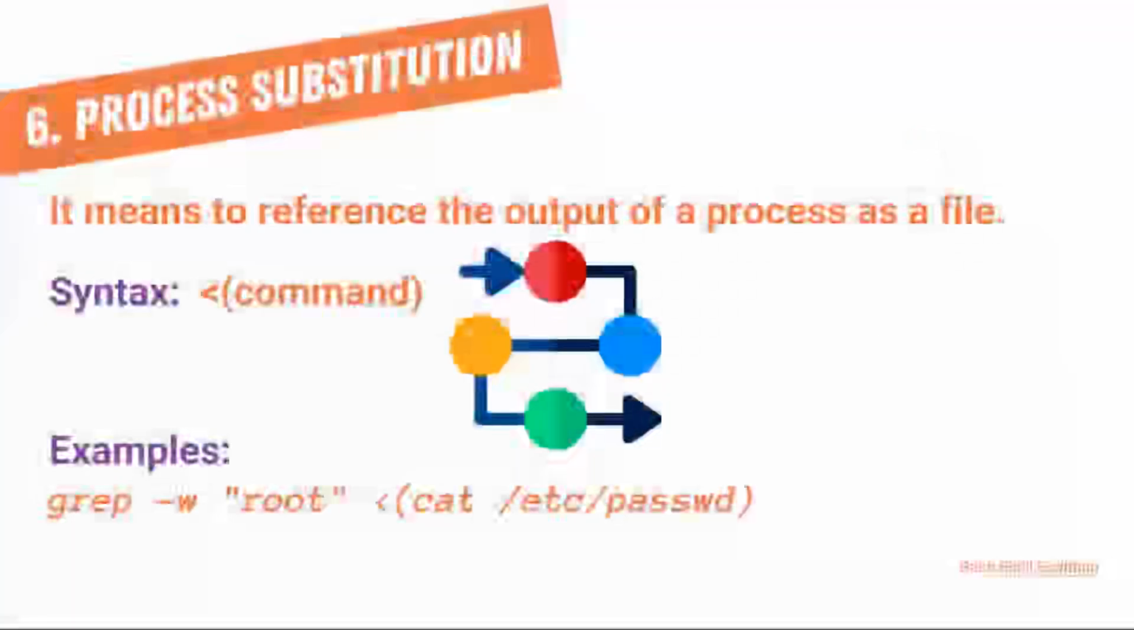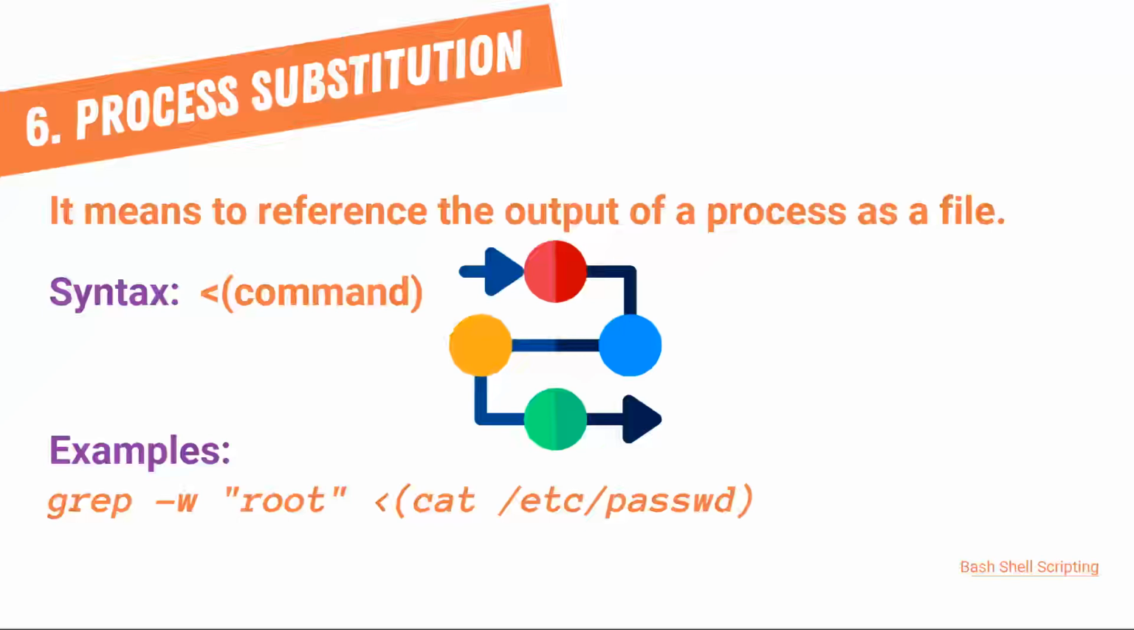The next step after arithmetic expansions is what is called process substitution. This is very useful in more advanced scripts when you use arrays or loops. Process substitution basically means to reference the output of a process as a file.